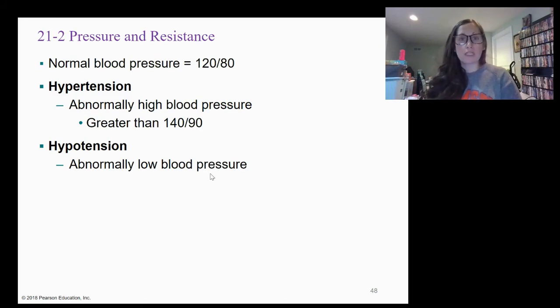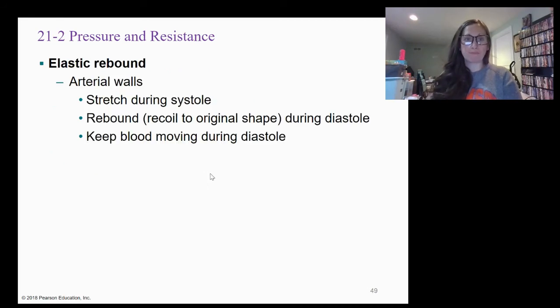And then hypotension is low blood pressure. So again, that would be something where for a decent amount of time, your blood pressure was sustained low. And that could be during a surgery, that could be due to hemorrhage, extreme cold, could be a lot of things.